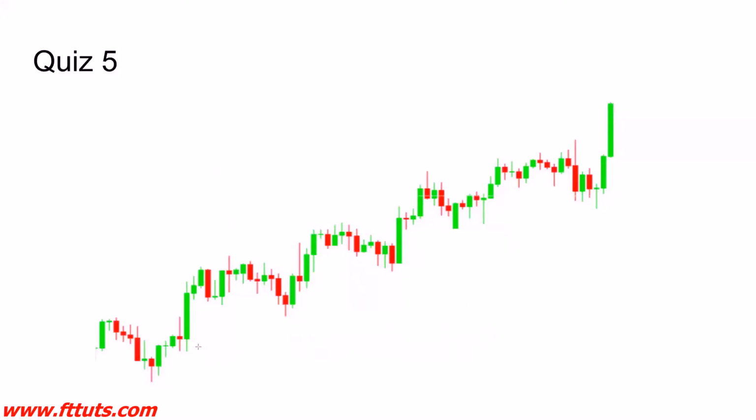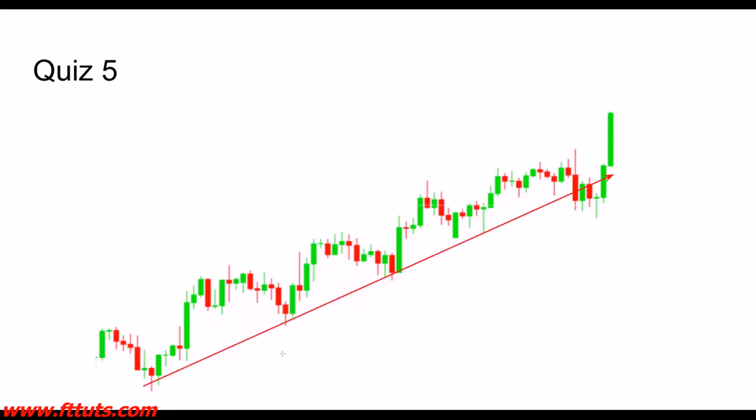Very quickly, what is this one, guys? We see the market up. It's respecting its trend line. Very good.